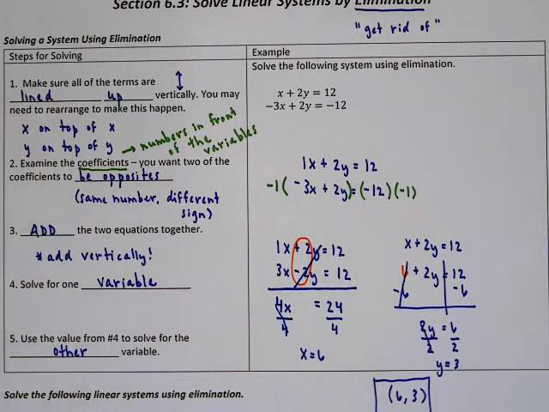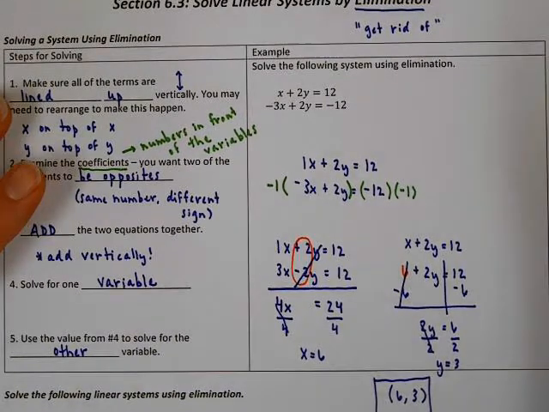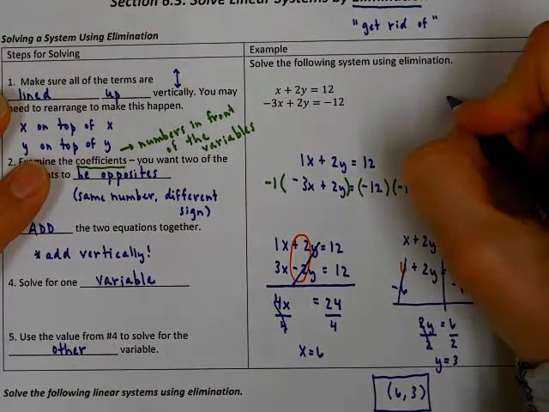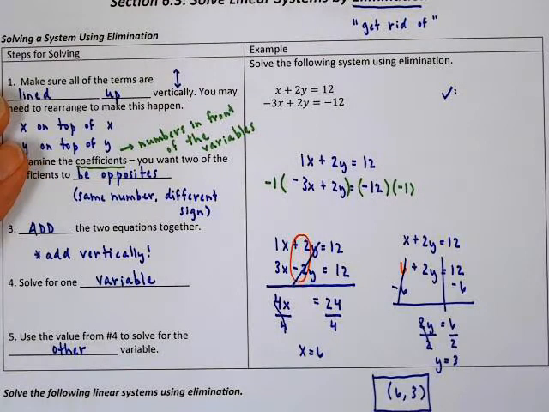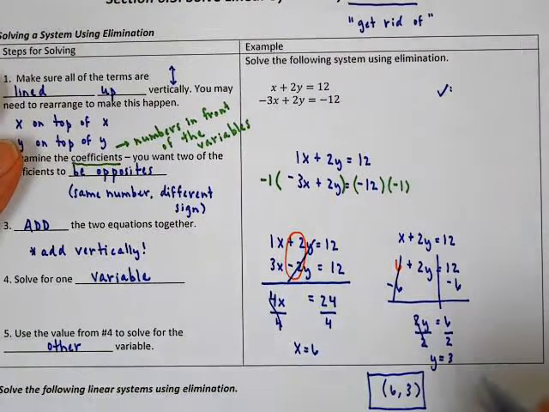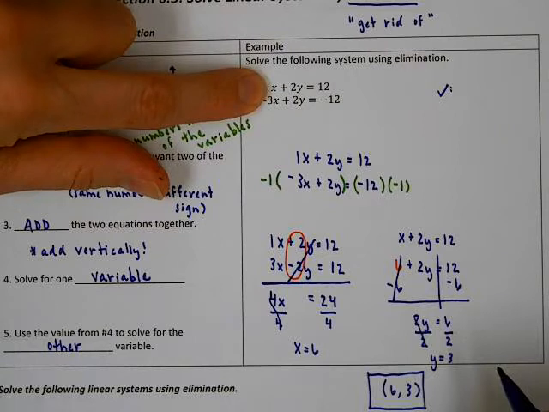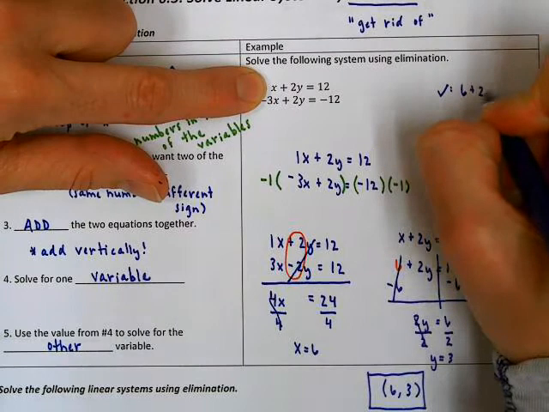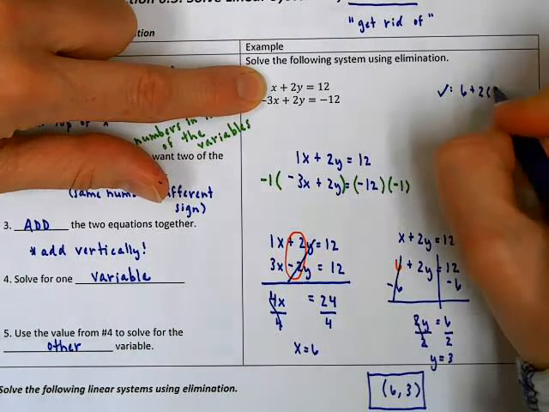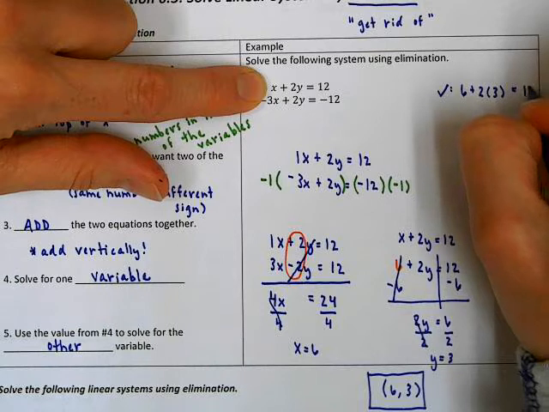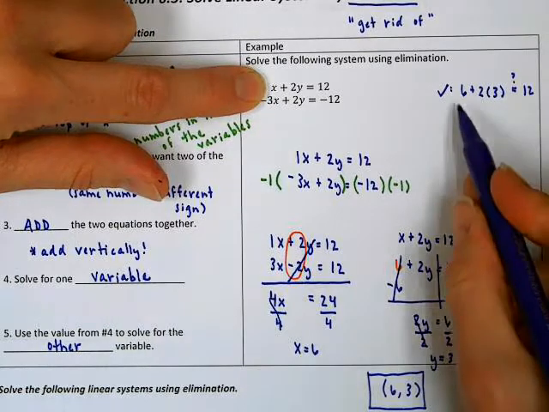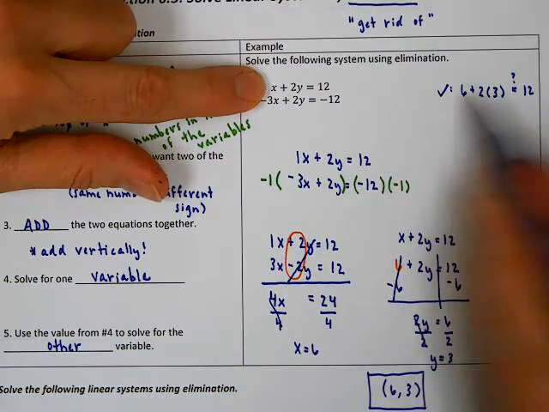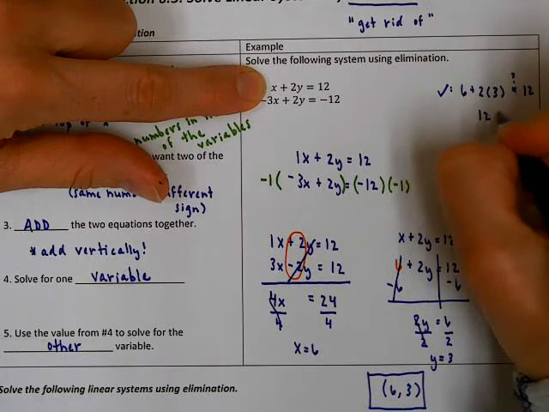Now, you know me, I'm always going to check my answer, and I'm going to put that up here because I'm running out of room here. So check. So my first equation is x plus 2y equals 12. My x I know is 6 plus 2 times the y is 3, and I'm hoping that's 12. If I put this in my calculator, I'm going to get 12 equals 12.